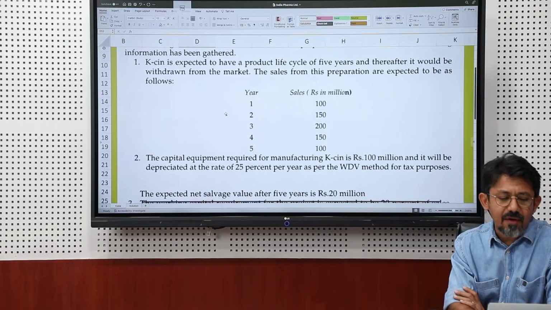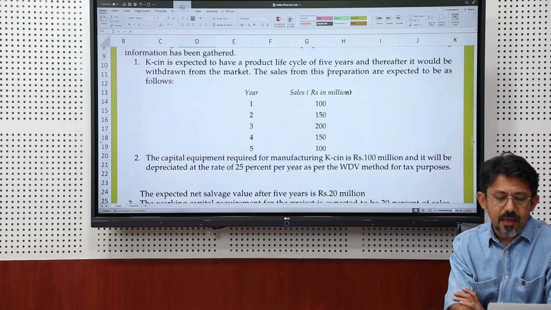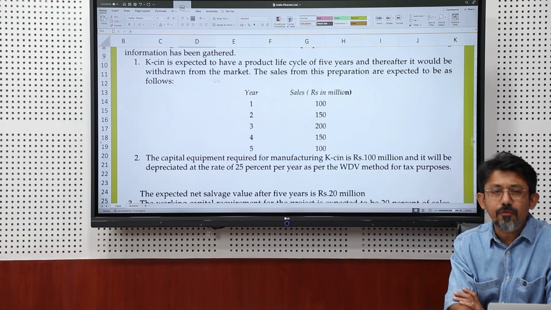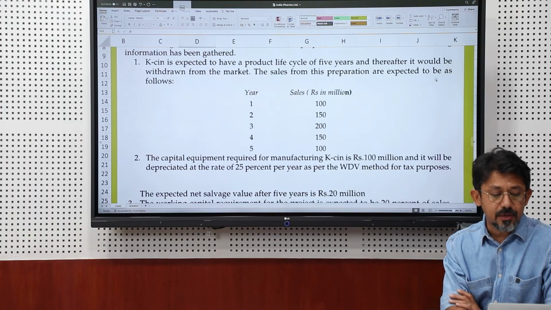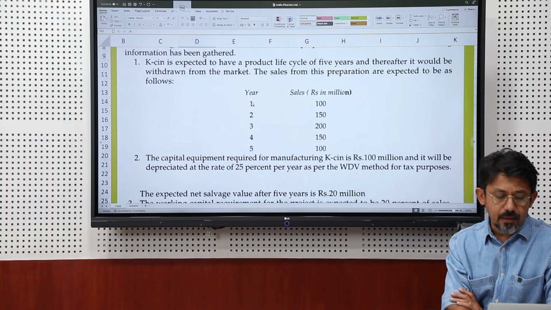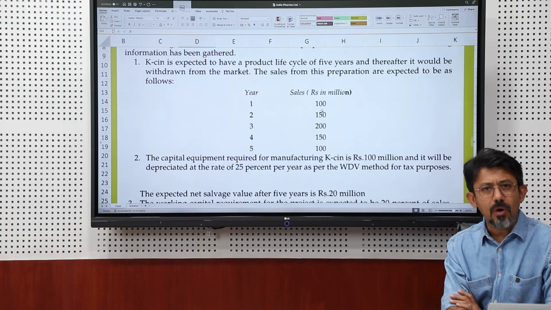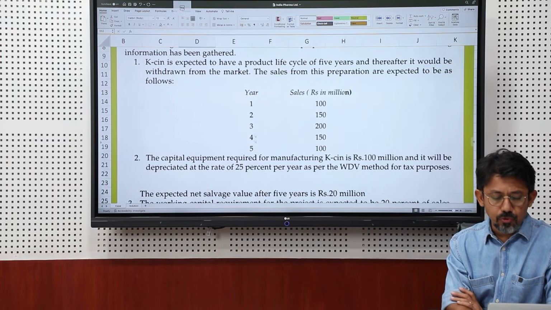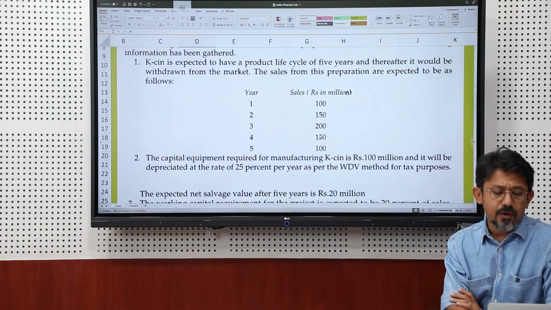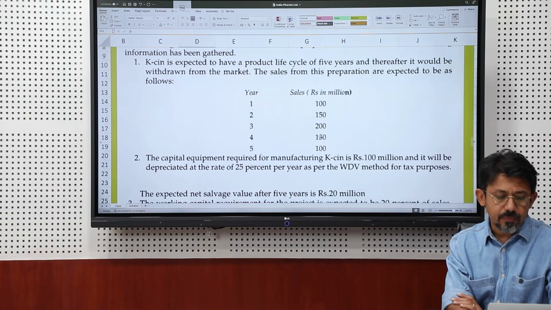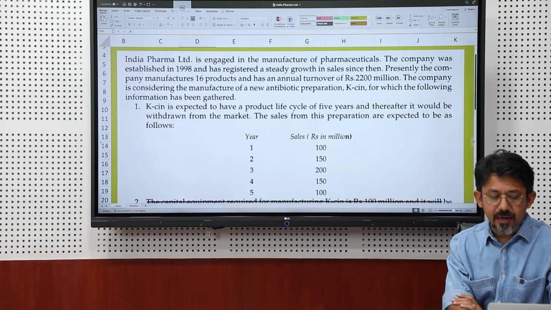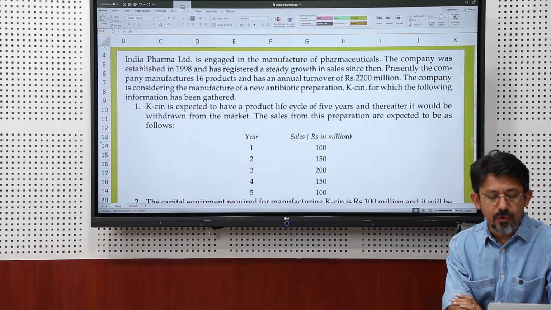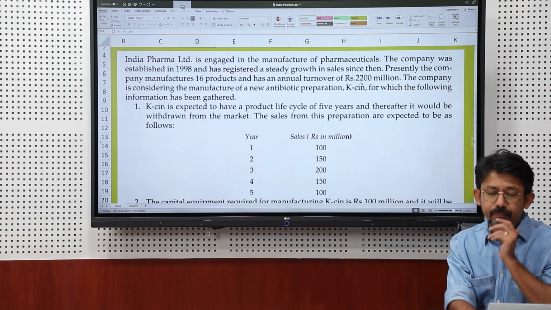Casein is expected to have a product life cycle of 5 years, and thereafter it would be withdrawn from the market. The sales from this preparation are expected to be as follows. Year 1, casein sales would fetch you 100 million rupees. Year 2, 3, 4 and 5 cash inflows in terms of sales are given to you. You were also told in the first paragraph that presently the annual turnover is 2,200.